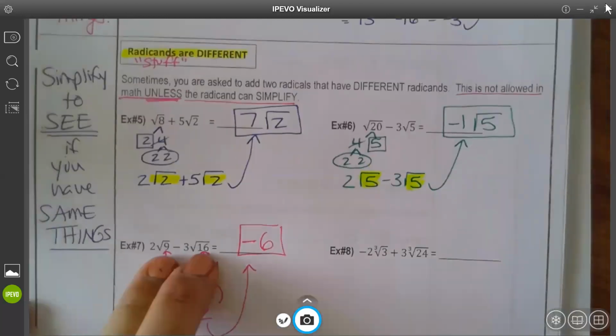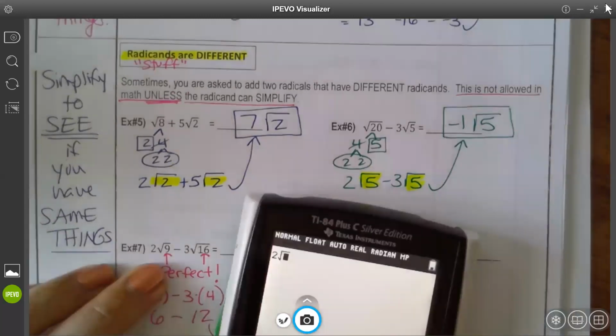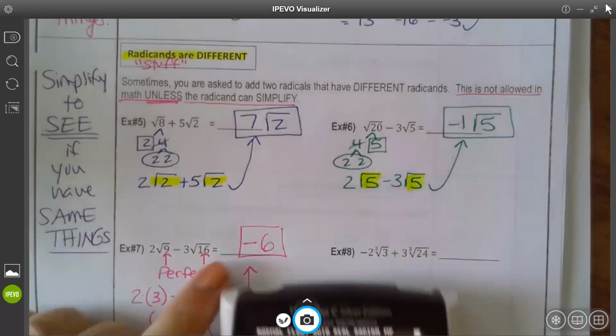When you have perfect squares, okay, they just number crunch themselves right out of there. Check it out. 2 square roots of 9 minus 3 square roots of 16, -6. That's exactly what we got. Final answer.